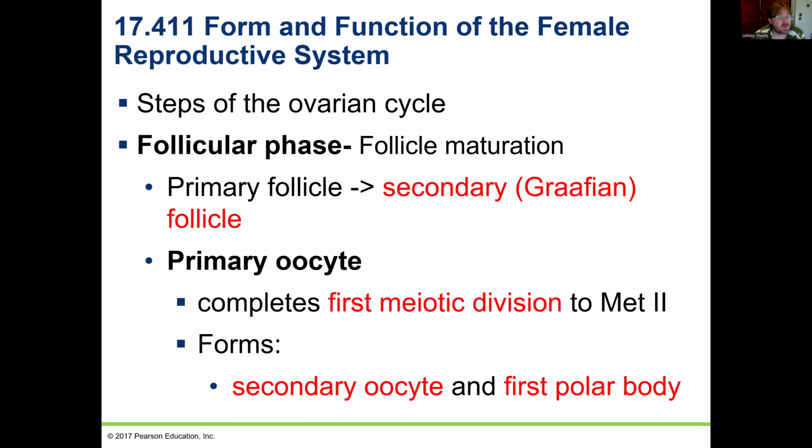Now, follicular phase, follicular maturation. So the primary follicle is going to produce a secondary or Graafian follicle. Now, the primary oocyte is going to complete the first meiotic division, meiosis 1, and this is in turn going to form the secondary oocyte and the first polar body. A polar body has the same genetic information as the secondary oocyte, but it's not going to have enough cytoplasm to sustain itself, and so it's going to be reabsorbed for nutrients.